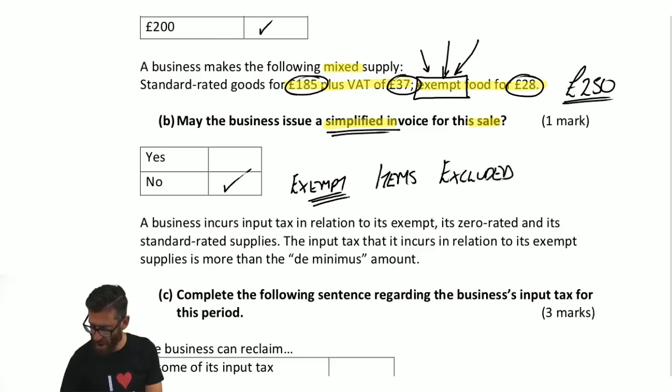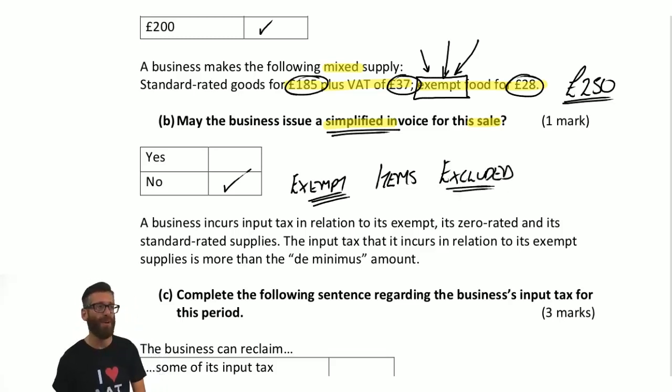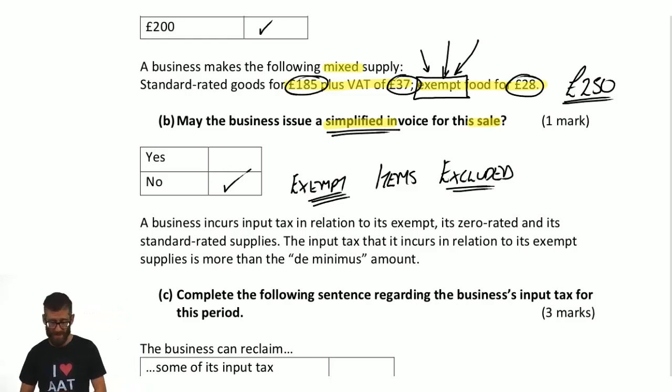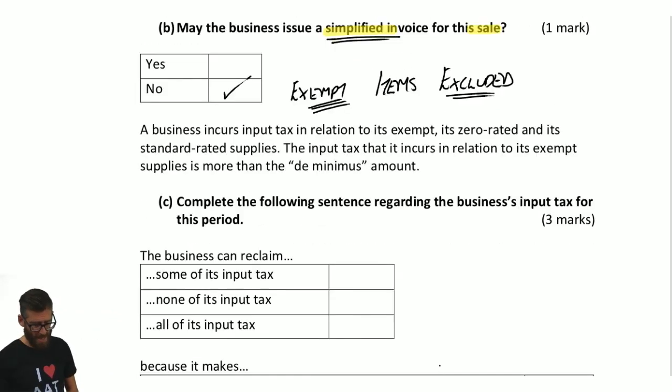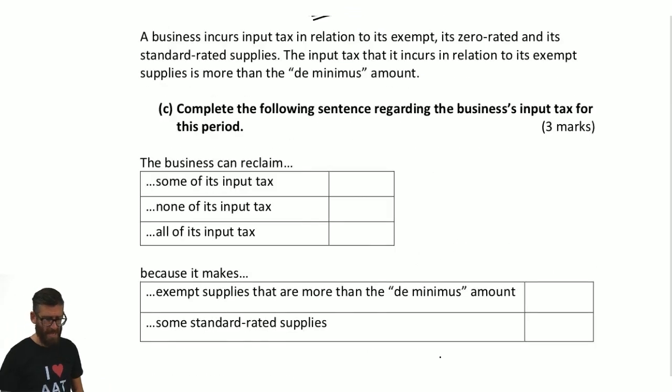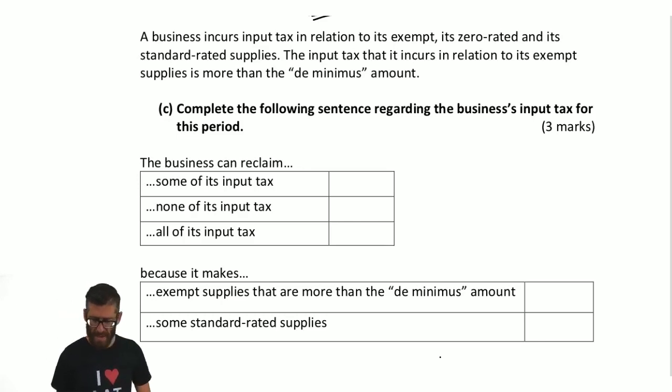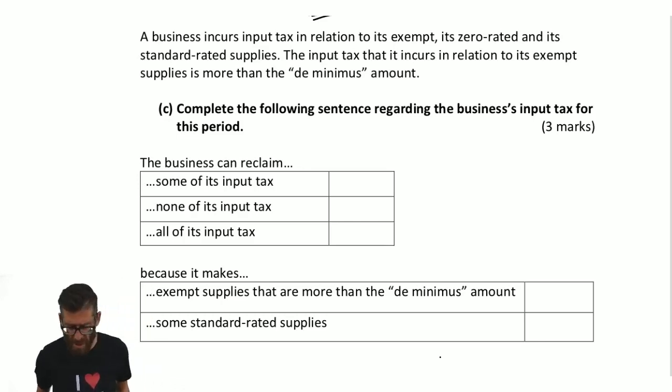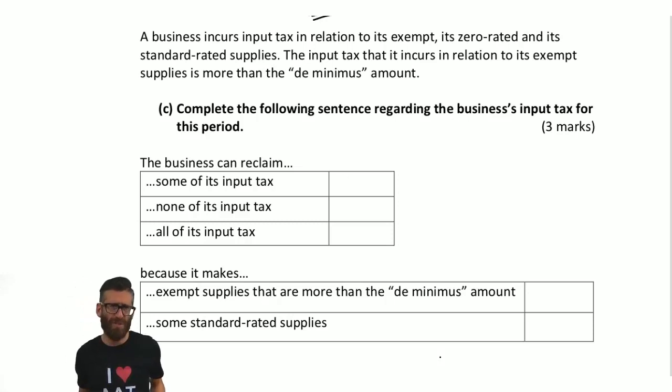No. Why? Because we are not allowed to issue a simplified invoice where we have exempt items. Okay, so we're 4 marks in. No need for a calculator, unless of course you wanted to for that first part. Now, we get to part C, and part C is one of these questions which causes me a little bit of panic because it uses words that I don't feel comfortable with.